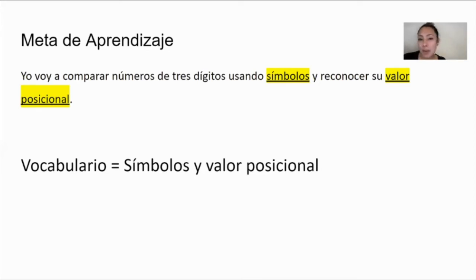¿Han escuchado esas palabras en otra clase, otra lección, tal vez otro grado? ¿Sí? Sí. Hablamos sobre el valor posicional en la lección anterior. Hoy vamos a agregar los símbolos. Vamos a usar lo que sabemos del valor posicional para comparar dos números y usar un símbolo para representar cuál es más grande, cuál es más pequeño o son igual. ¿Están listos? Listos. Perfecto, seguimos.